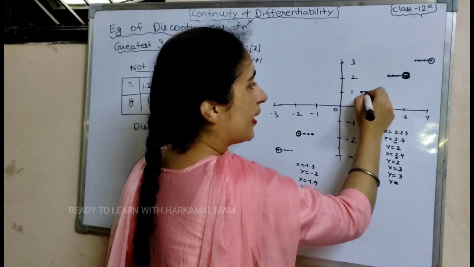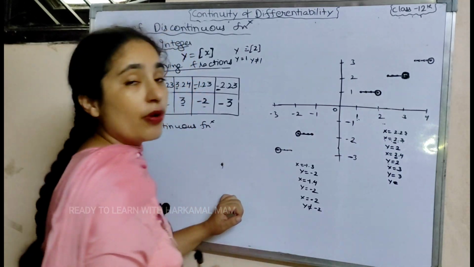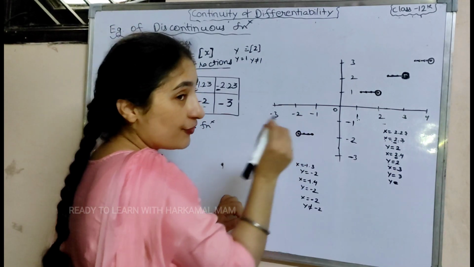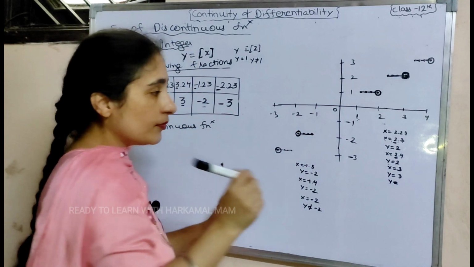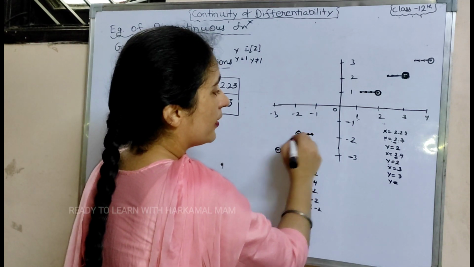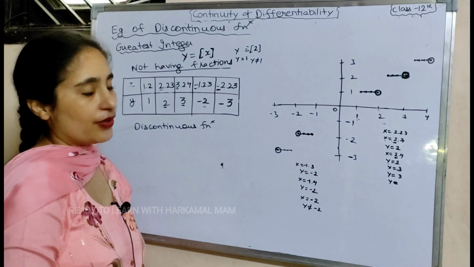This is the ladder type graph. So I am plotting the graph with lifting my pen. This type of function is called the discontinuous function.